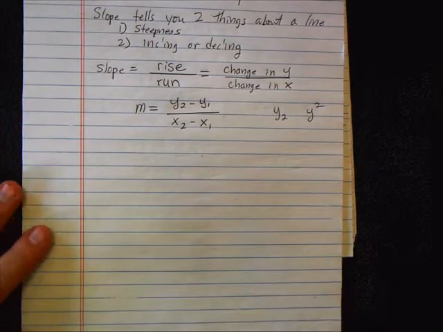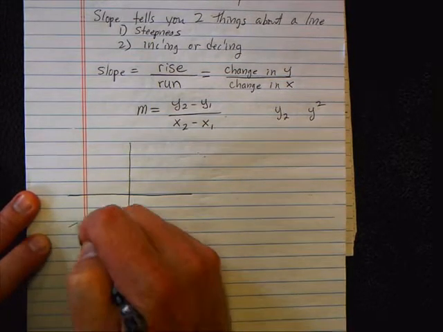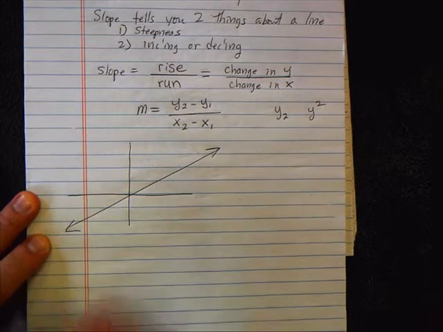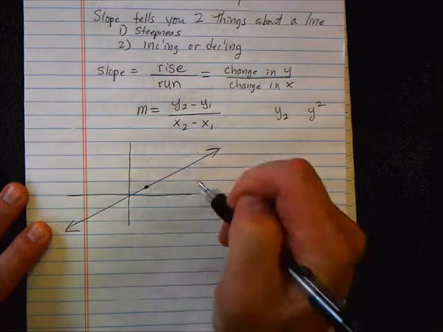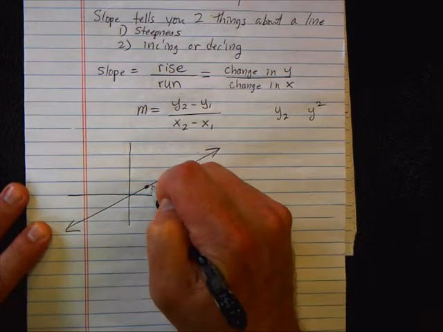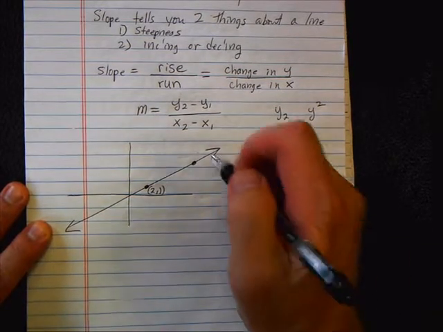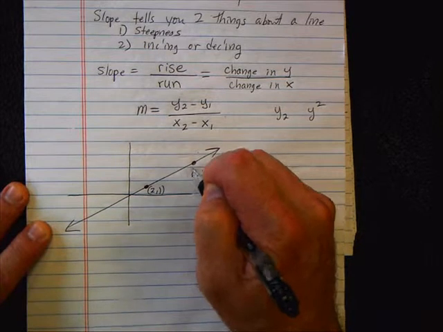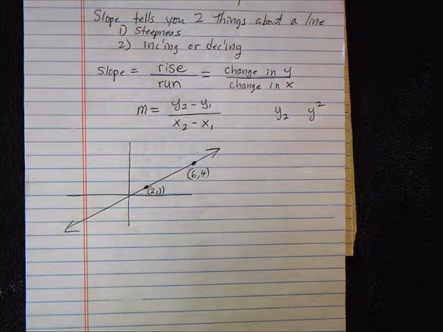All right, so let's draw ourselves a line here. Here's a line, and I'm going to give you 2 points on this line. This right here, this is the point 2, 1. And this right here, that one looks like it's about 6, 4. So there's a line, and there's 2 points on that line. And I want you to tell me the slope. Well, if I give you a line, and I give you 2 points on that line, how do you find the slope?